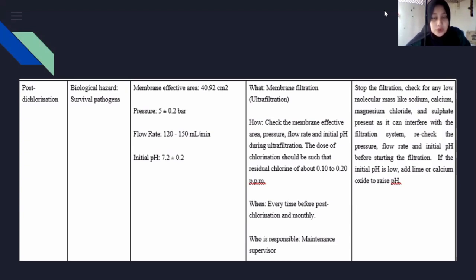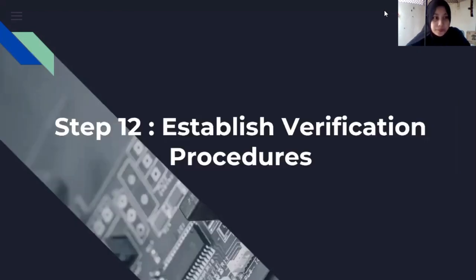We need to check for any low molecular mass, because low molecular mass substances like sodium, calcium, magnesium chloride, and sulfate can interfere with the filtration system and make it not effective. We need to recheck the pressure, the flow rate, and the initial pH before we start the filtration again. If the initial pH that we need to control is low, we can add lime or calcium oxide to raise the pH in this process.